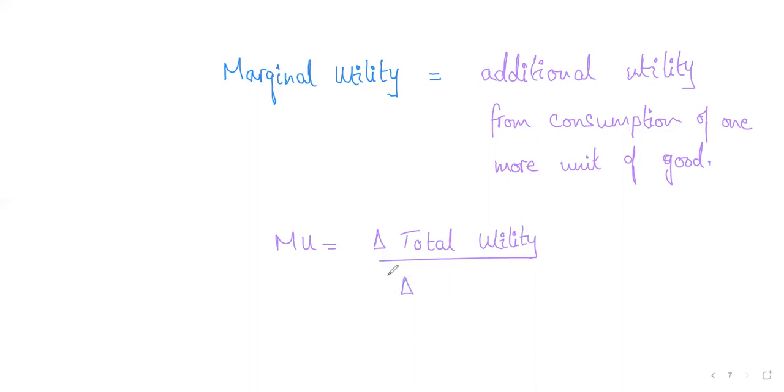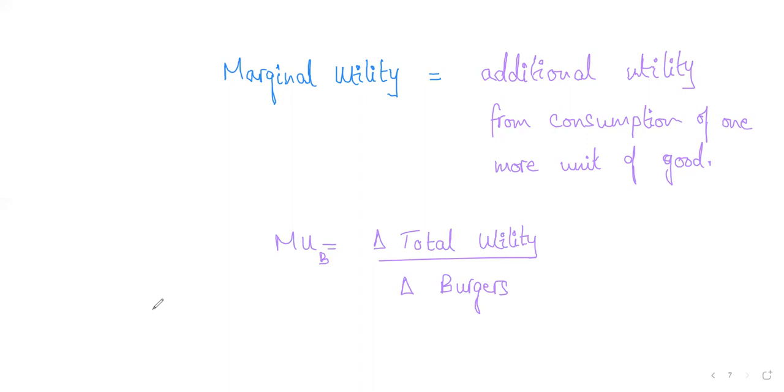So if you're calculating marginal utility of, let's say, burgers, then it would be change in total utility divided by change in consumption, or change in units of burgers, right? So change in burgers comes on the x-axis. Got it, students? So that is what marginal utility is: additional utility from consumption of one more unit of good, right?